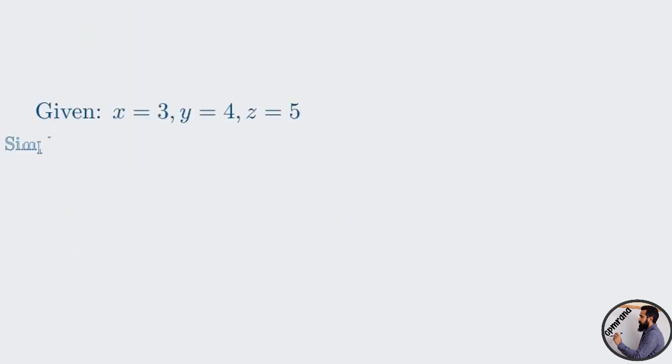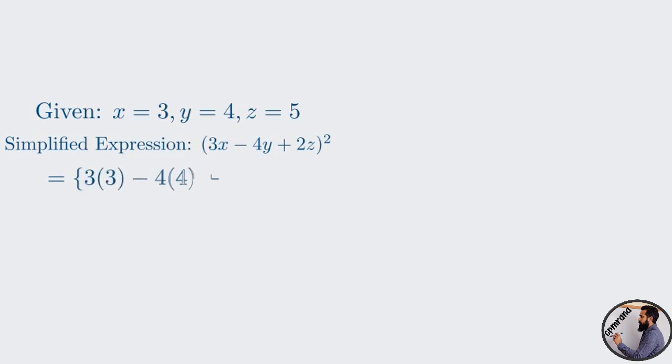Now that we have simplified the expression, the final step is to substitute the given values of x, y, and z to find the numerical result. Let's plug these values in. We replace x with 3, y with 4, and z with 5. Notice how we use parentheses to keep the multiplication clear. Now, let's perform the arithmetic inside the brackets.